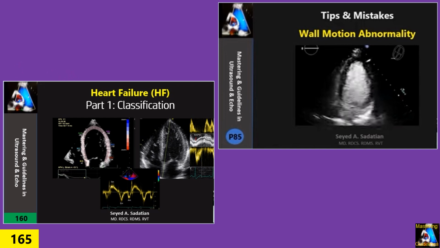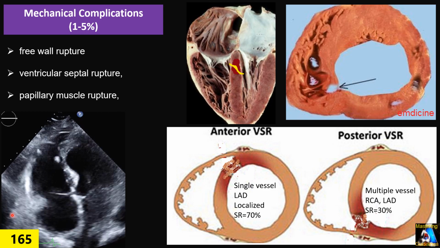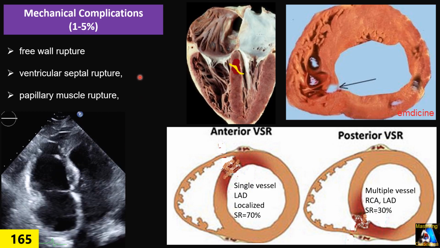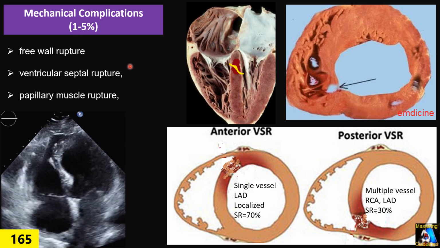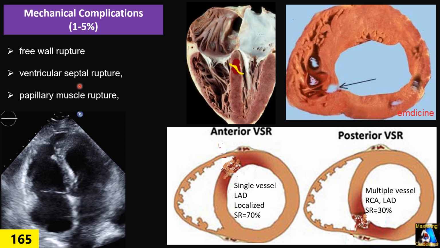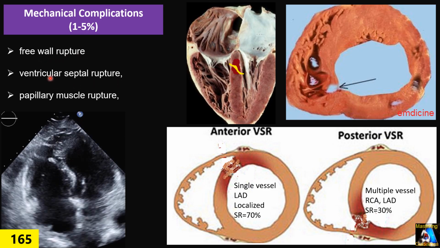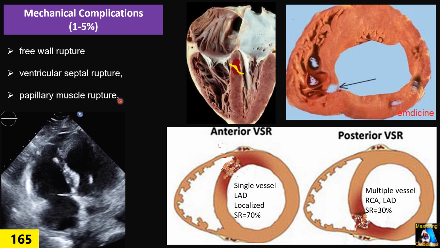In less than 1 to 5% of the patients with myocardial infarction, we will have mechanical complications. The top of those, from the highest to the lowest, are: free wall rupture, ventricular septal rupture or post-infarction VSD, and papillary muscle rupture.